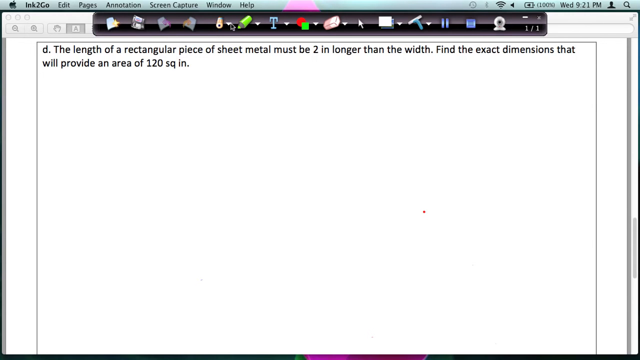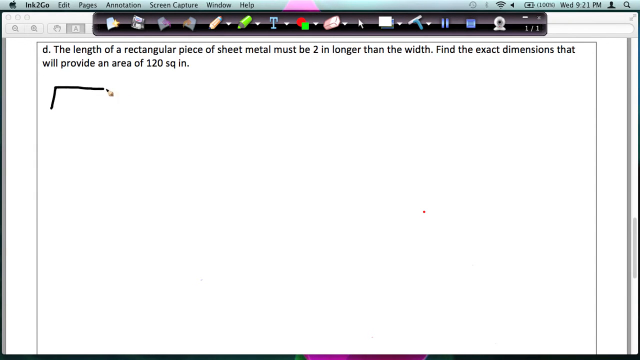Let's look at this next example. It says the length of a rectangular piece of sheet metal must be 2 inches longer than the width. Find the exact dimensions that will provide an area of 120 square inches.